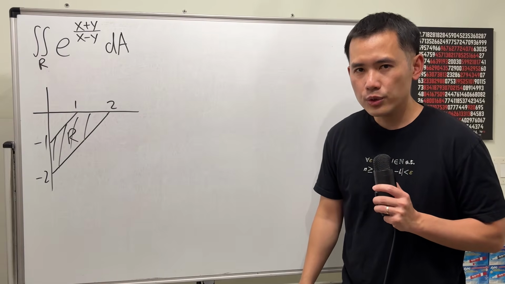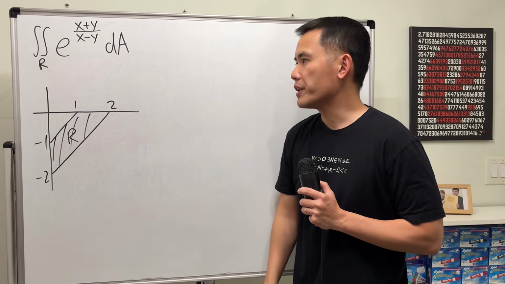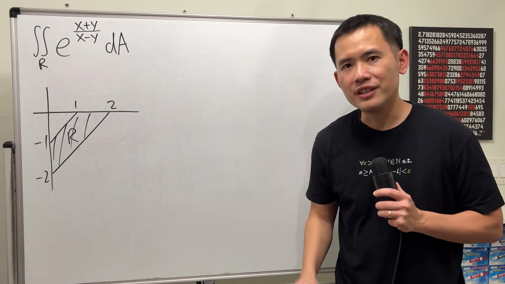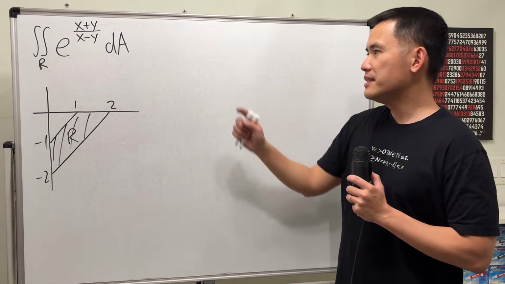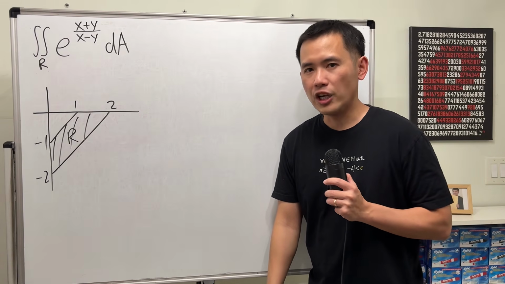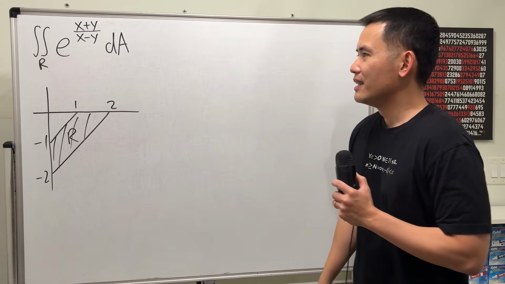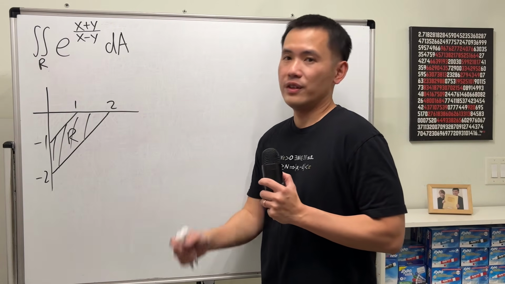Let's see how we are going to evaluate this double integral here. And the key is that we'll be doing the change of variables as well as the Jacobian. This is an example from the textbook by James Stewart. Let's have a look. Firstly, why do we need change of variables?